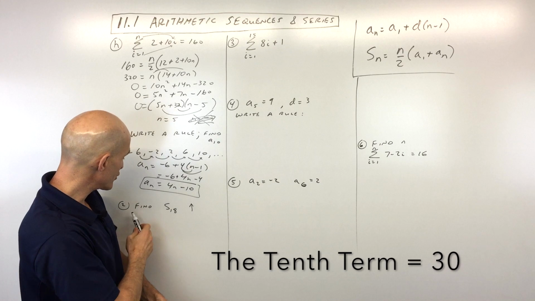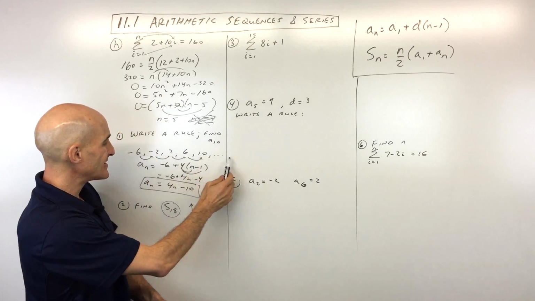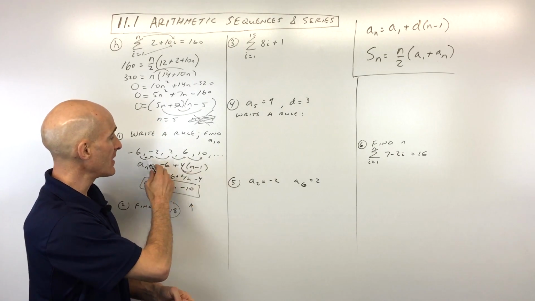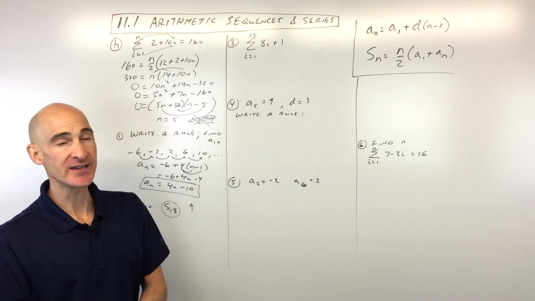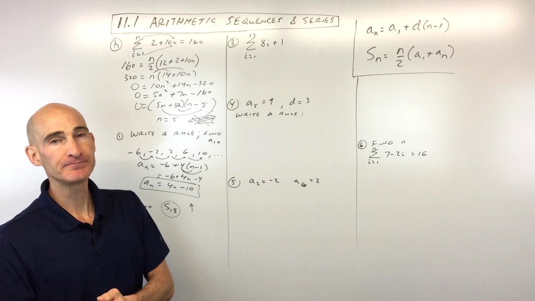Okay, how would you do number 2? Now, for number 2, we want to find the sum of the first 18 terms. So we're treating this as a series now. A series means a sum as opposed to a sequence, which is just a list. So what would the sum be of the first 18 terms? What do you think for that one?